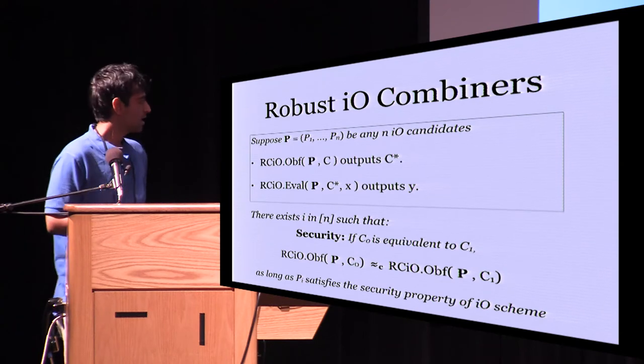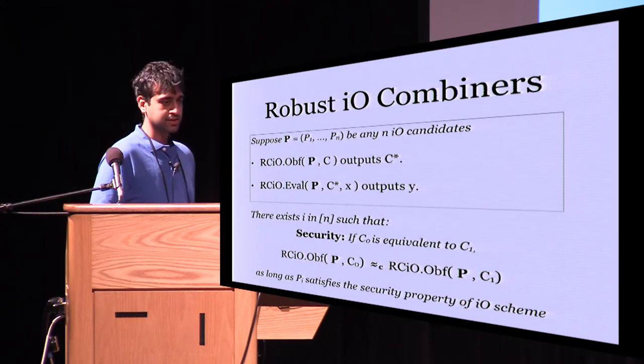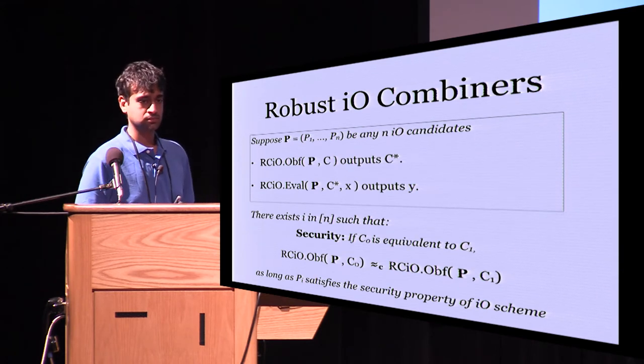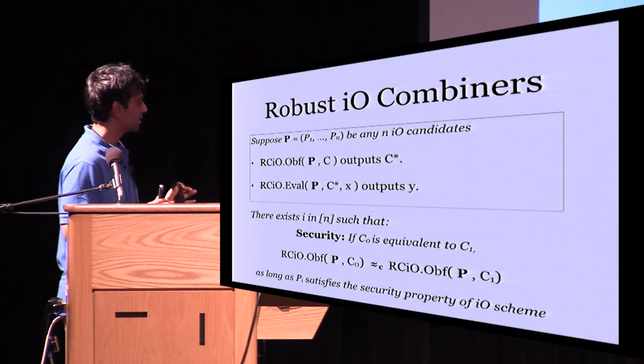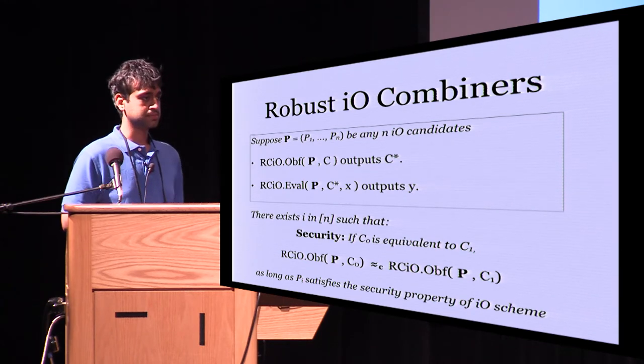Just to summarize, if PI is a correct and secure scheme, then the combined candidate is also correct and secure. The rest of the candidates could be incorrect and insecure. That doesn't matter.